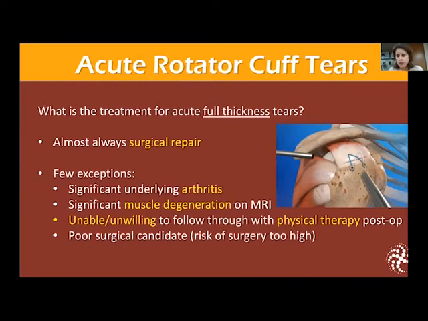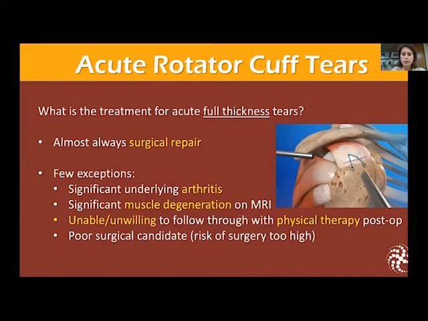If on the MRI there is significant degeneration of the muscles of the rotator cuff, which indicates that maybe it's a chronic tear that's been exacerbated, sometimes we'll have a discussion about treating it conservatively because those tears might not be repairable or might not be amenable to healing. And then the most important thing, again, I'm going to keep harping on this, is that a patient is, for whatever reason, unable or unwilling to follow through with physical therapy after surgery.